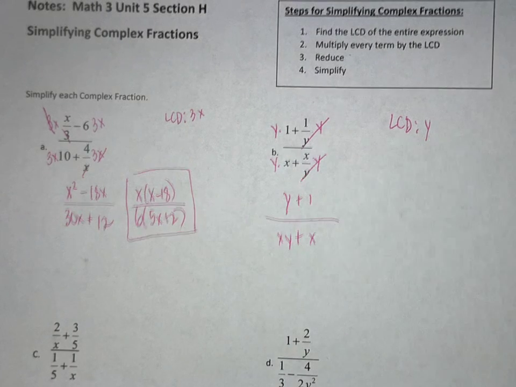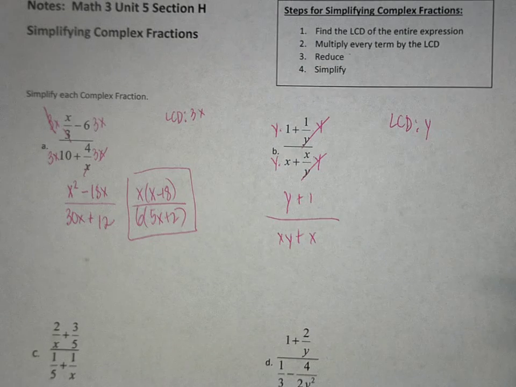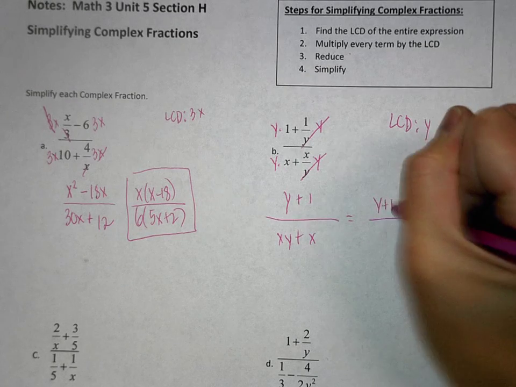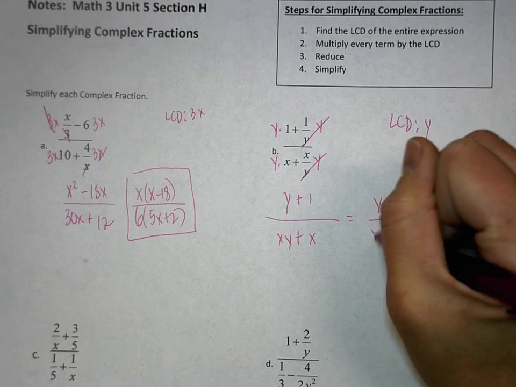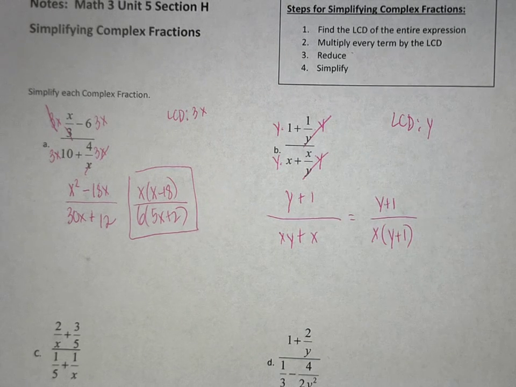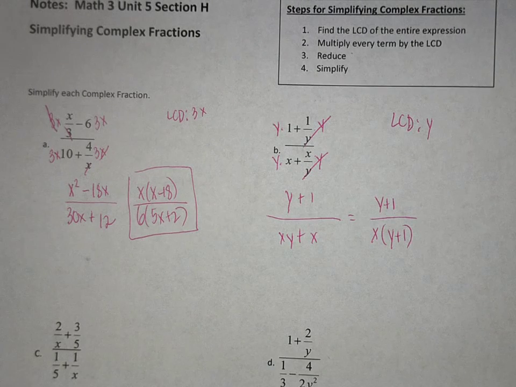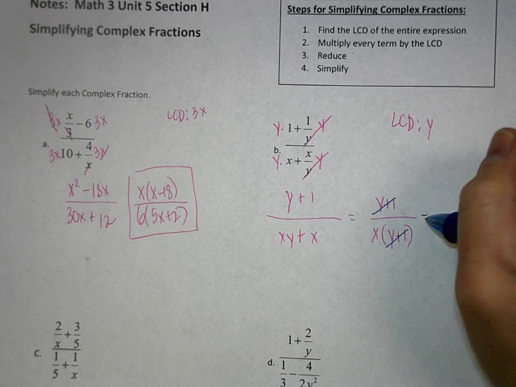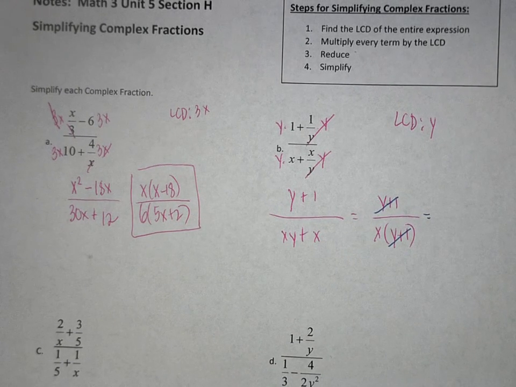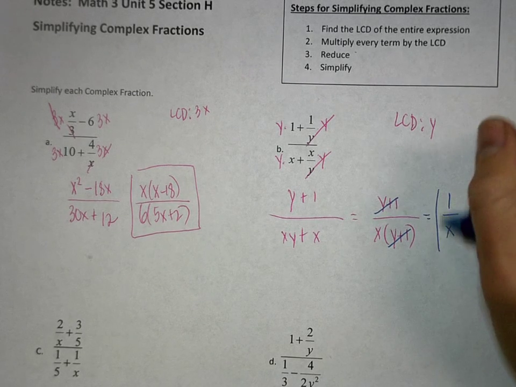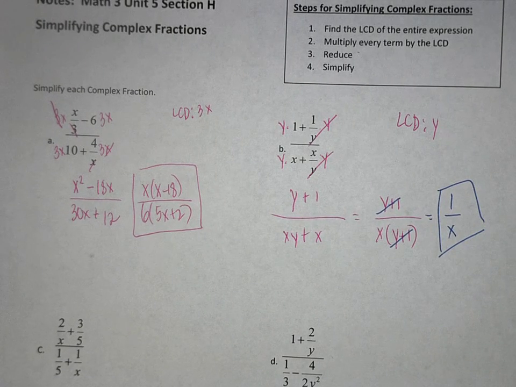Is there anything that I can factor to simplify? Very good. So I still have y plus 1 on the top, but in the denominator I can factor out an x, and I'm left with y plus 1. So what can happen now? Very good. This y plus 1 can cancel. Now this is where a lot of you make mistakes. It is 1 over x. Remember, if the x is in the denominator, it needs to stay in the denominator.